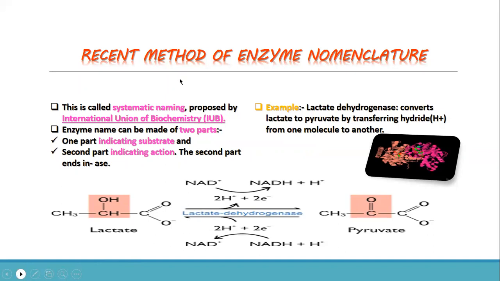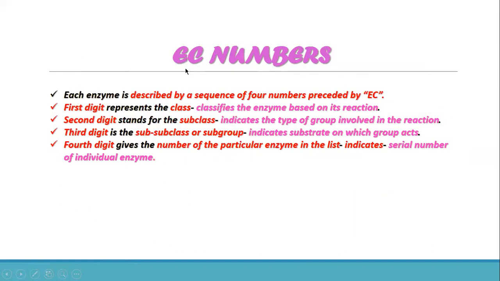EC number. EC number is the enzyme commission number. Each enzyme is described by a sequence of four numbers preceded by EC. The first digit represents the class, which classifies the enzyme based on its reaction. The second digit stands for the subclass, indicating the type of group involved in the reaction. The third digit is the sub-subclass, indicating the substrate on which the group acts.